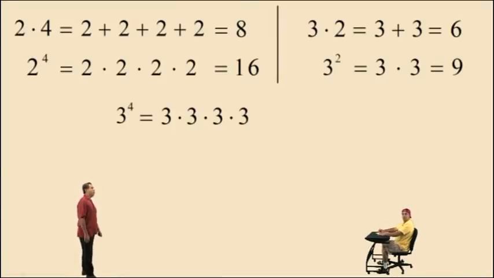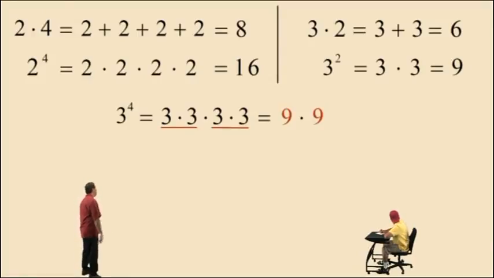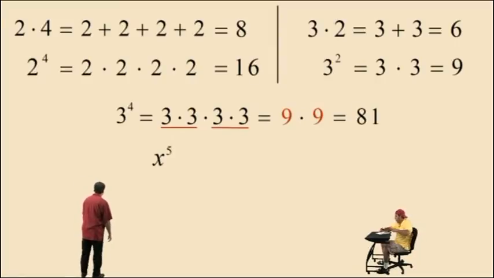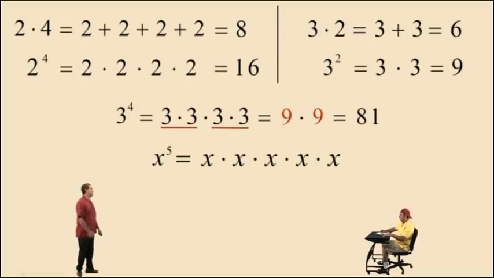Now we're going to bust out some kung fu, because 3 times 3 is 9, and then 3 times 3 is 9, and what's 9 times 9, Charlie? 81! 81. Very nice there, Charlie. So 3 raised to the fourth power is 81. Now what about x to the fifth? Don't get scared. X raised to the fifth power means you have 5 x's being multiplied.